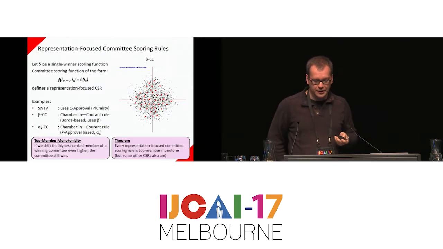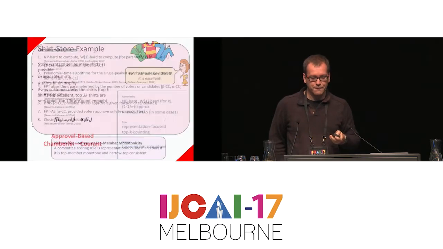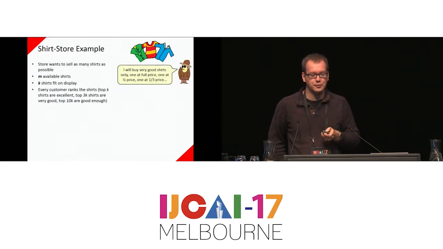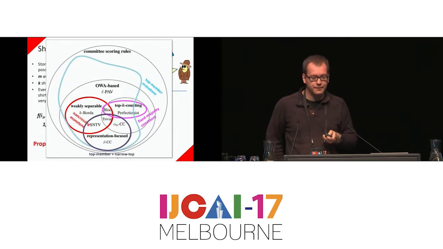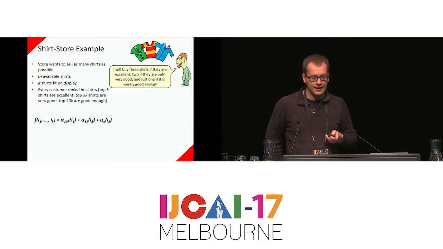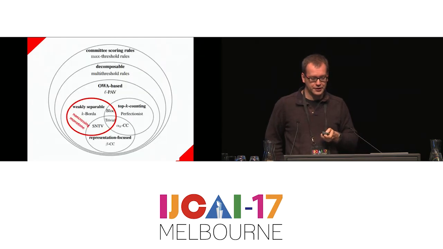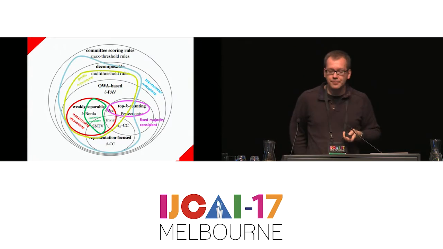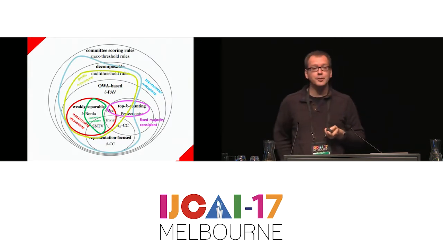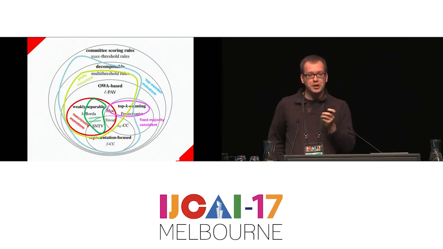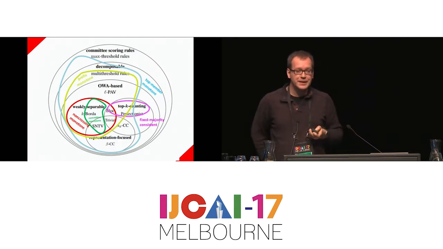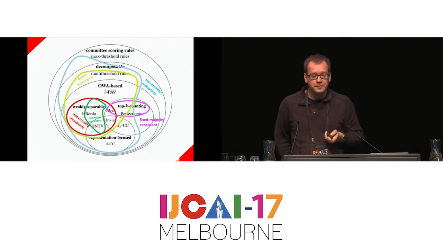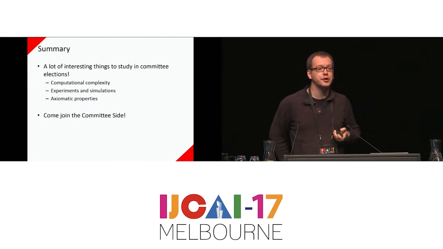Okay, and as we're running out of time, you'll see that we have plenty of other committee scoring rules, and they show up a lot, and you have a lot of variety, but the conclusion is that we have a huge map of different types of committee scoring rules. We know computational properties of just a few of them, and in the actual paper, there are specific questions that you can work on, and I can only finish with telling you, come join the committee side.